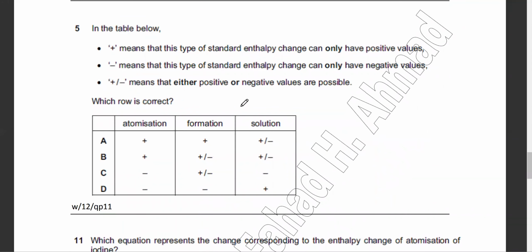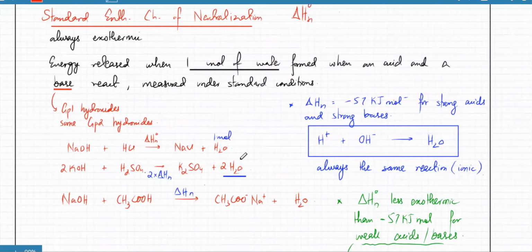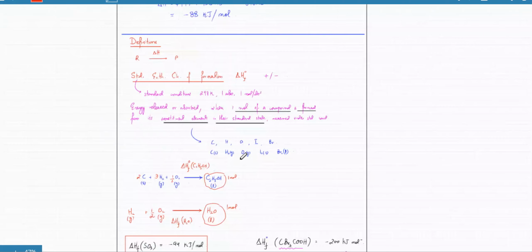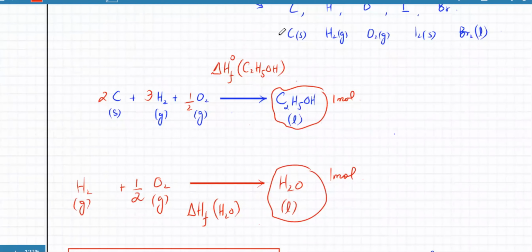As anyways, you're supposed to predict the sign. What is atomization, endothermic or exothermic? Endothermic. Okay, so it's always endo because you're going to break bonds to form atoms. And what about formation and solution? Is it going to be endo or exo or both? Formation is endo. Sorry, this one. So formation can be both actually. With formation, it can be plus, it can be minus, because I told you that when you're forming a substance from its elements, both things are happening.